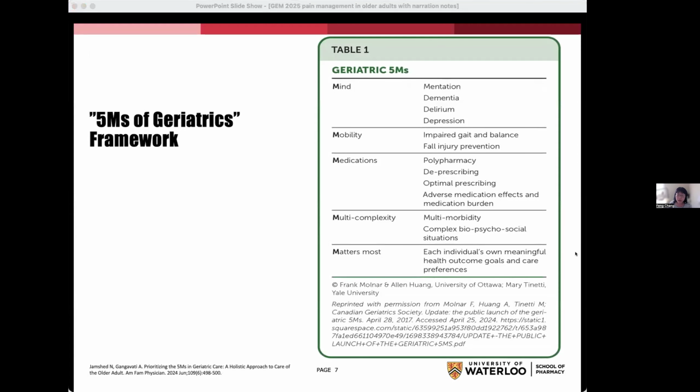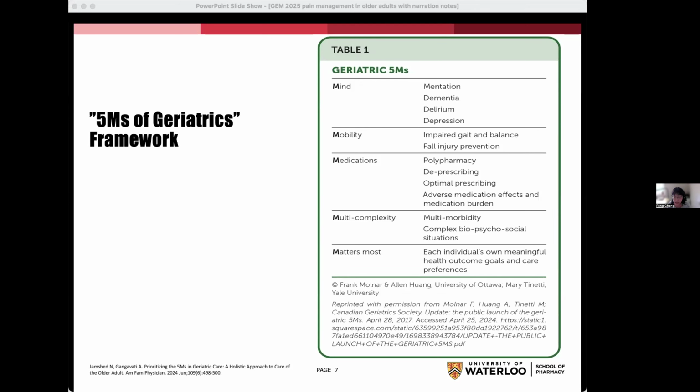So this is a framework called the 5 M's of geriatrics. This is a framework often used by geriatricians that can be useful in various settings, actually, but pain management is one of those settings. So they talk about 5 areas of focus: mind, mobility, medications, multi-complexity, and what matters the most. So this is a comprehensive approach to ensure that you consider multiple factors and try to use patient-centered strategies and interdisciplinary coordination. This framework actually has some research behind it to show that it improves outcomes for older adults and reduces low quality services.